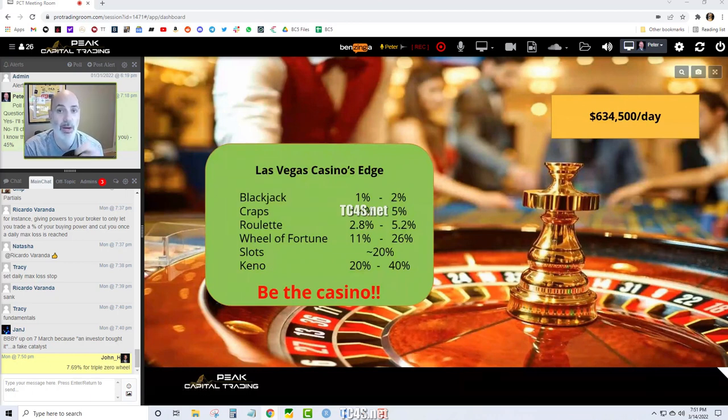The challenge is, though, this is why casinos watch their blackjack dealers tighter than they watch the people playing. Why? Because look at their edge. Their edge is razor thin here. So they know they need blackjack dealers to execute flawlessly. The blackjack dealer is like the trader.